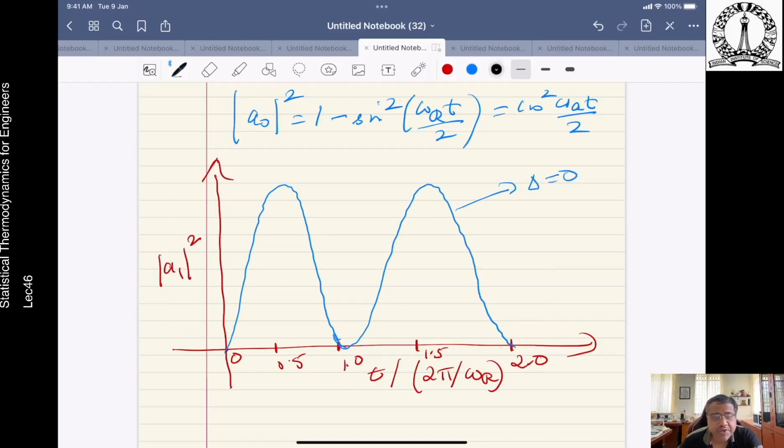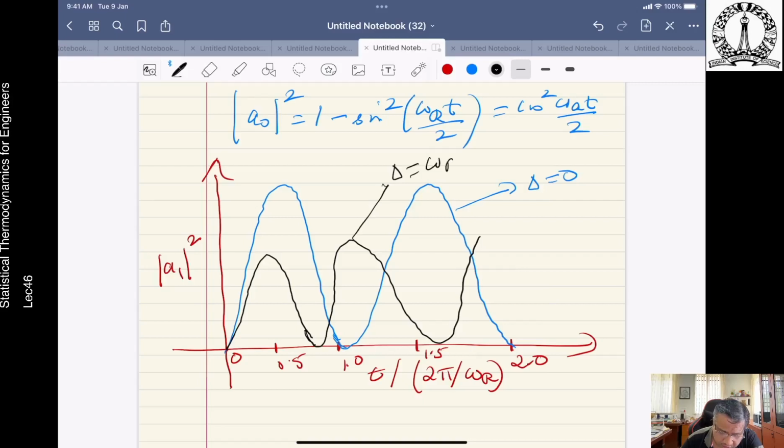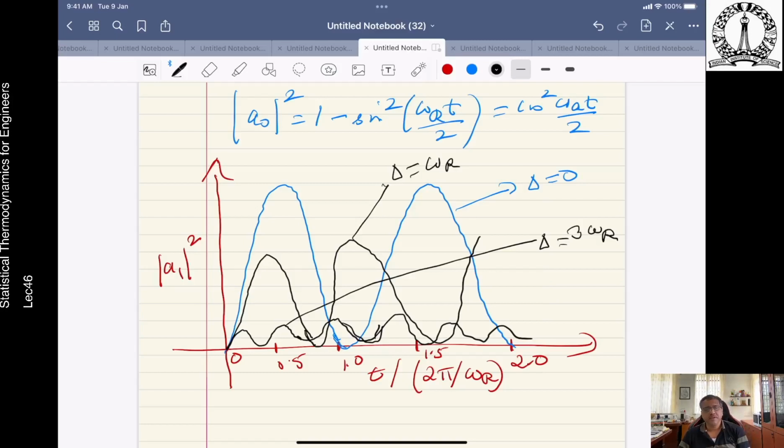Then let us take the detuning frequency equal to the Rabi frequency, which will be given as a little bit like this, and so on and so forth. This is drawn for delta equal to omega r, and then if you go to an even larger detuning frequency, this is with delta equal to 3 omega r. So this is the plot.